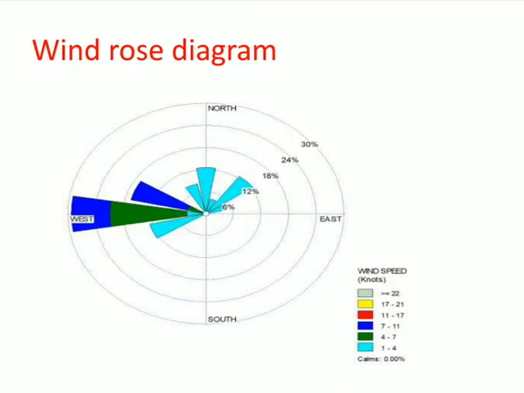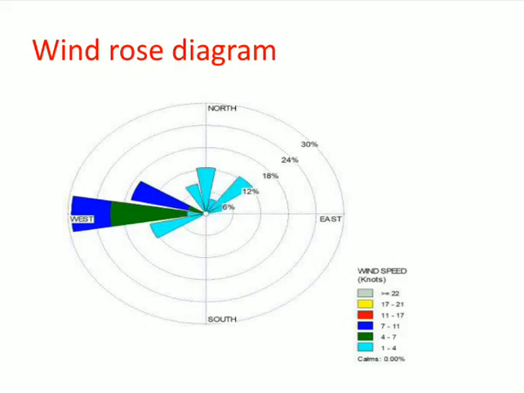Take the west direction here. In the west direction, there are three colors: green in the center, blue at the last, and at this end one more color, violet. Each color represents a wind speed. You can see that wind speed here is mentioned in terms of knots. One knot is equal to 1.85 kilometers per hour.